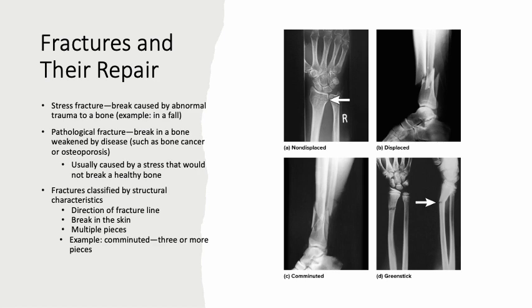And then you can have a compound fracture, which is where the bone is broken and then the bone goes through the skin. So you broke your arm and the bone came out of your skin. That's a compound fracture. So now you have a broken bone as well as a wound in the skin.